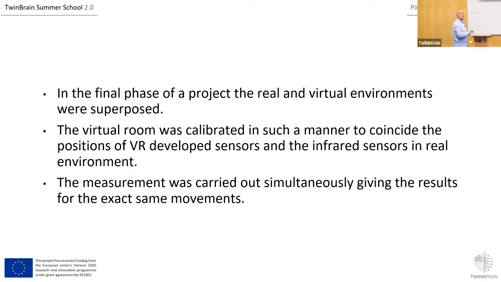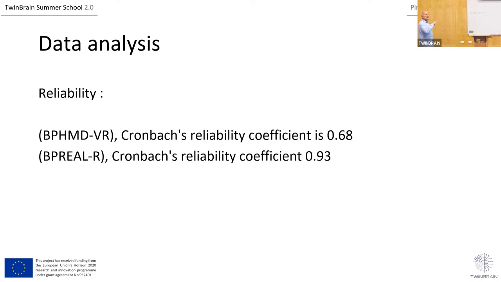If you look at the data, just at a basic level, descriptive statistics, you can see some interesting findings, of course. Here is the Cronbach reliability coefficient for the VR measurement equipment, and you see the reliability was 0.68. The Cronbach reliability coefficient for the real instruments was higher, 0.93. It's a much higher reliability in the real environment. We expected that, but we didn't expect such a difference between these two reliability coefficients.